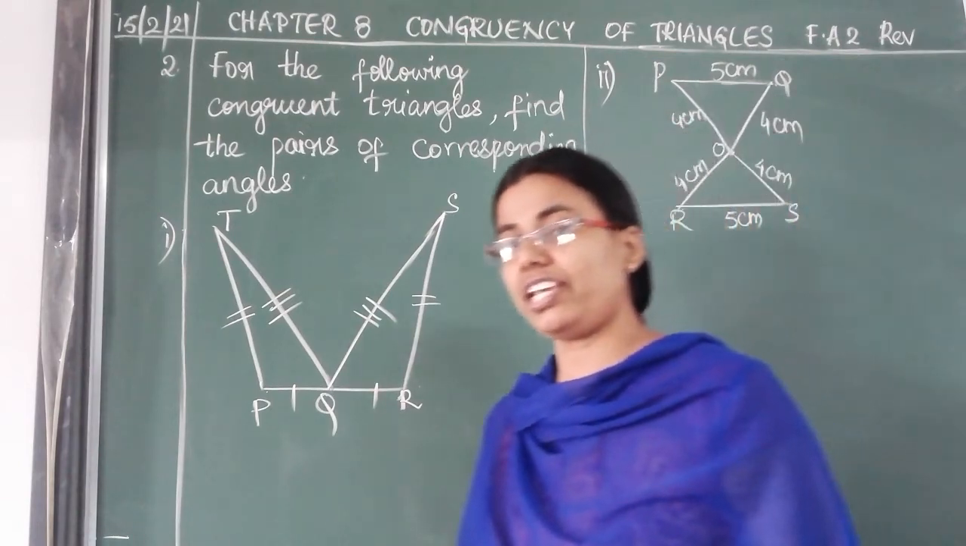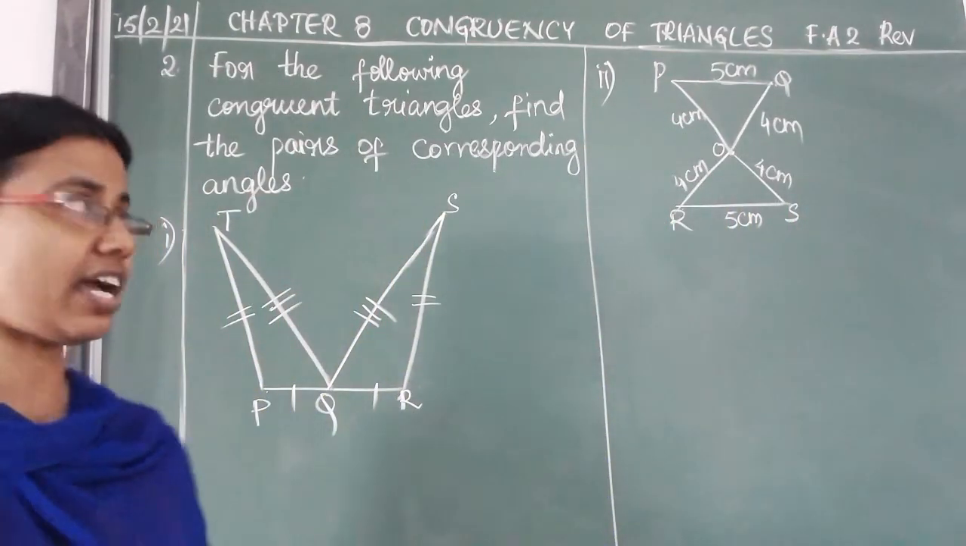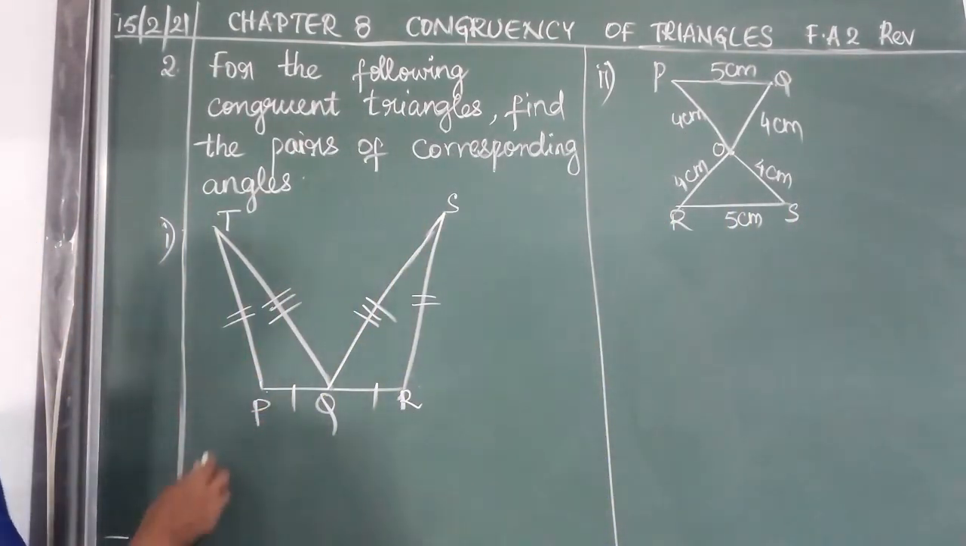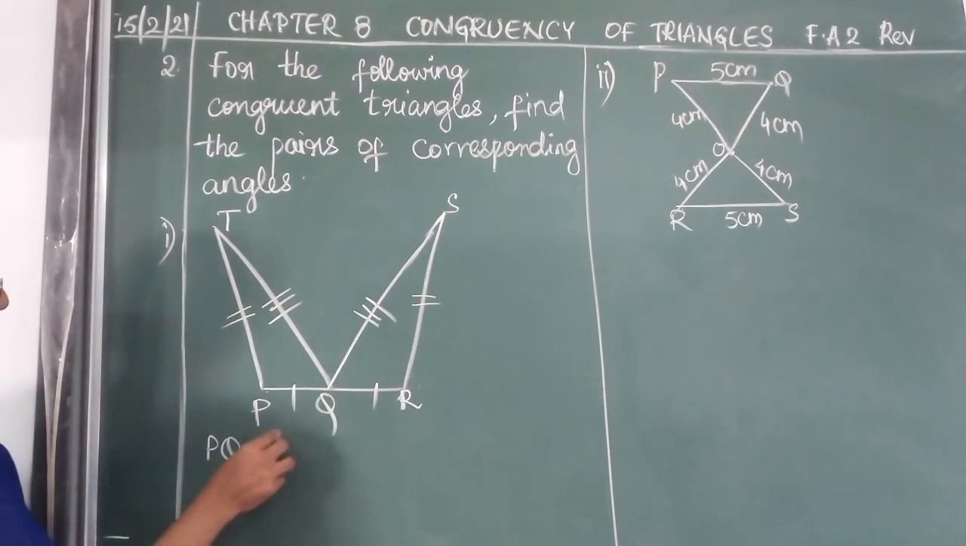So initially let us write the corresponding sides. Looking at the figure, you can write PQ is equal to QR.